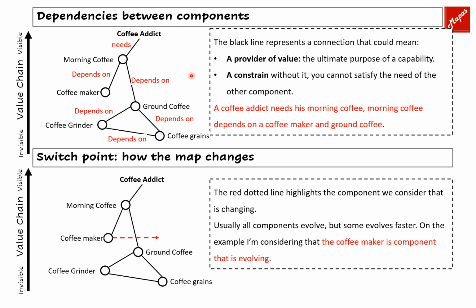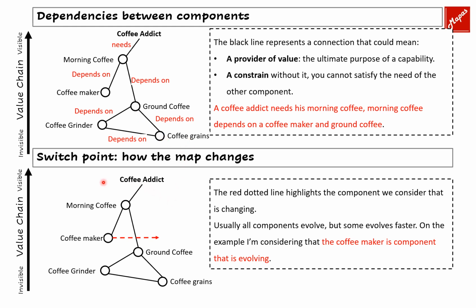Dependencies between components. When we link one component with another, we are binding them. So the way to read this would be: a coffee addict needs his morning coffee. Morning coffee depends on a coffee maker, and it also depends on the ground coffee. Ground coffee depends on a coffee grinder and coffee grains.